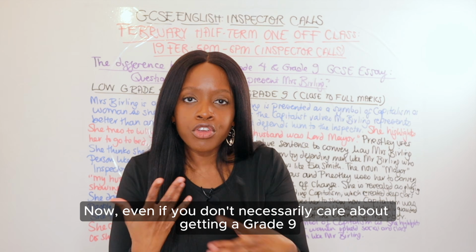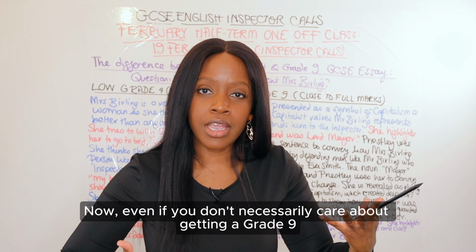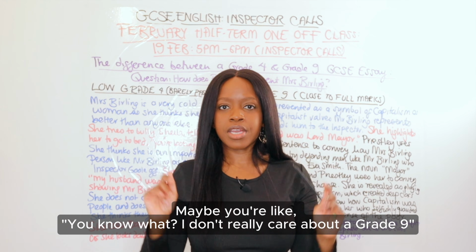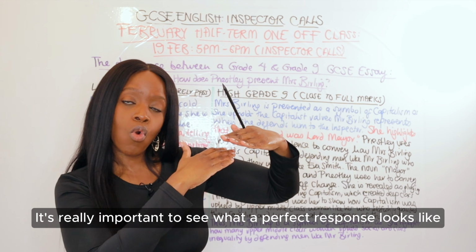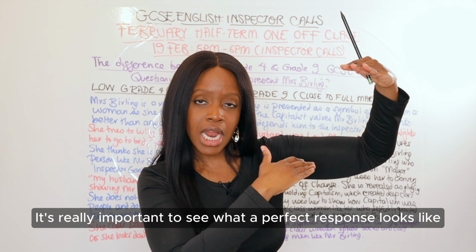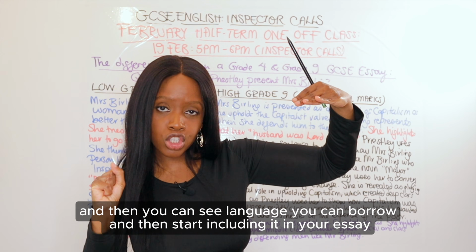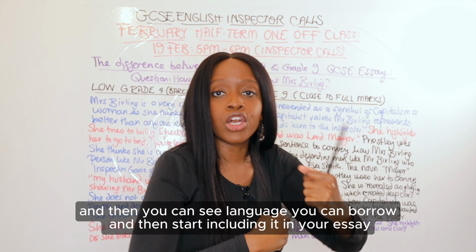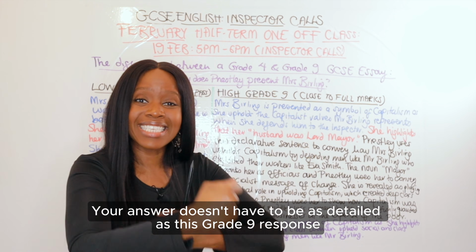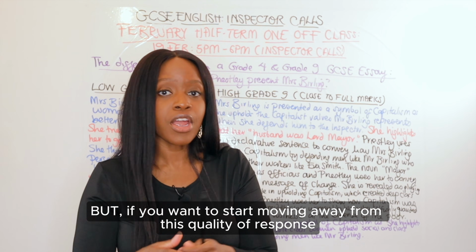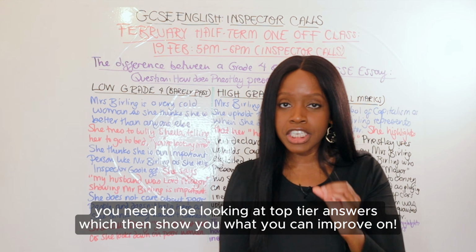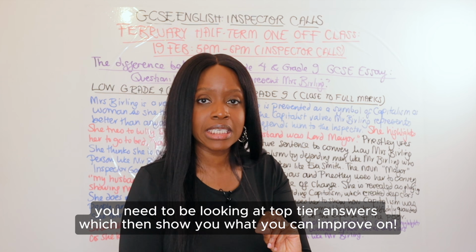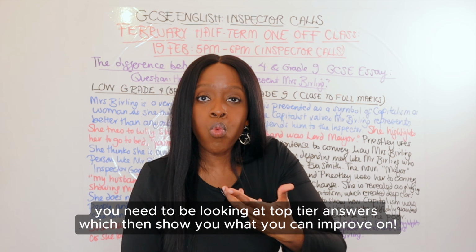Now, even if you don't necessarily care about getting a grade 9, maybe you're like, do you know what? I don't really care about a 9. I just want to get a 6. It's really important to see what a perfect response looks like, and then you can see language you can borrow and then start including, okay? So your answer doesn't have to be as detailed as this grade 9 response, but if you want to start moving away from this quality of response, you need to be looking at top tier answers, which then show you what you can improve on.